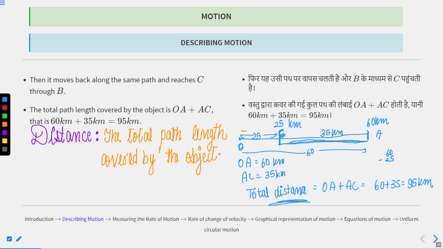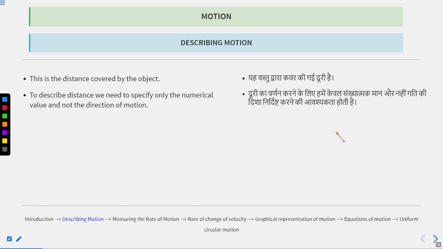For example, in this case, you have first traveled from 0 to A, 60 kilometers. When you return back, you have traveled 35 kilometers. What will be the total path covered by you? The total path covered will be 0 to A plus A to C, which is 60 plus 35, 95 kilometers. So the definition of distance is the total path length covered by the object. Is it clear, class? Total path covered by the object is called the distance.